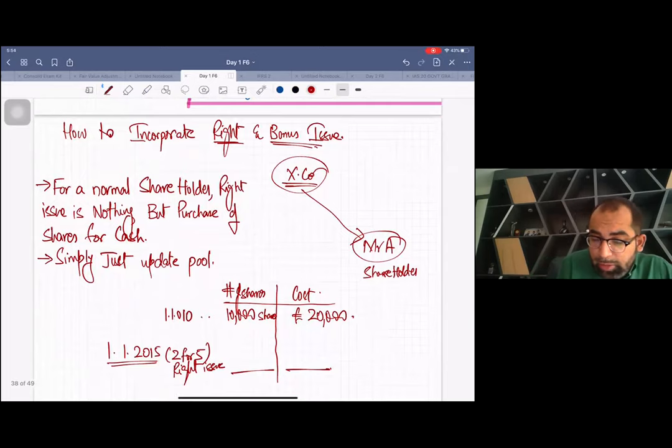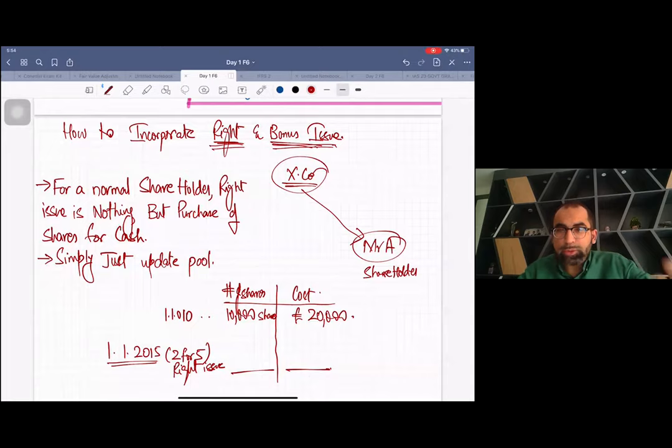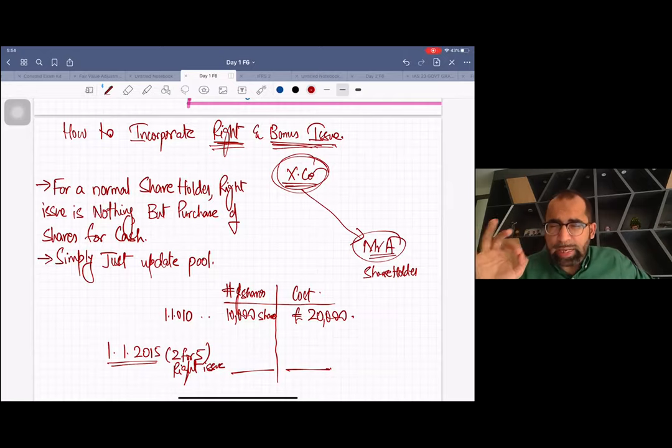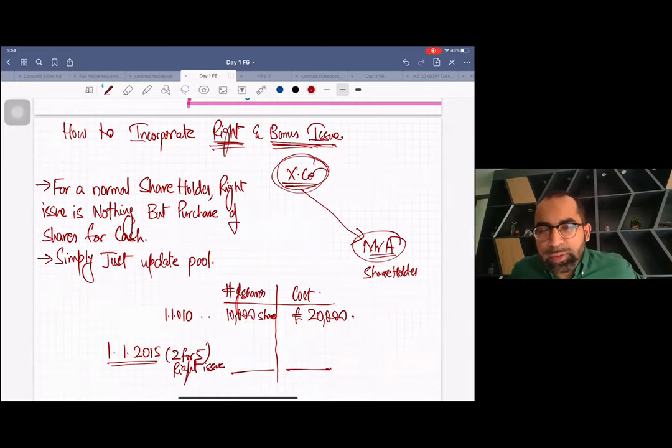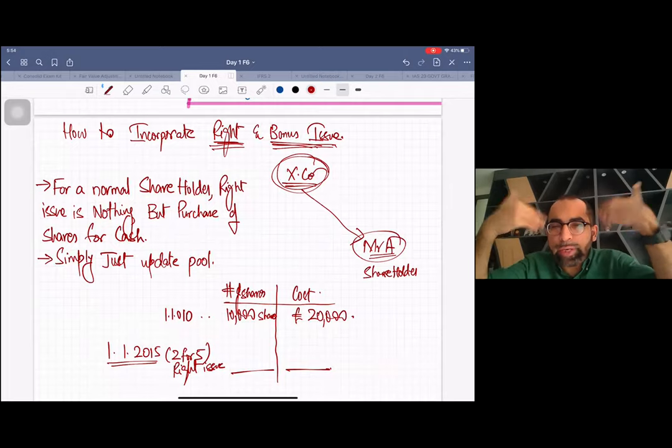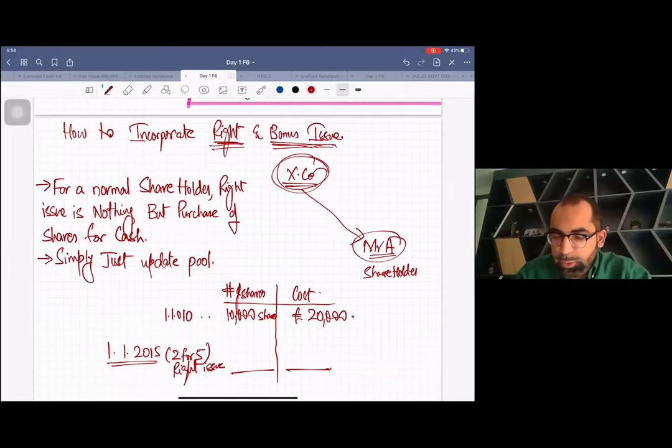Now, how to incorporate right issue and bonus issue. Listen very carefully. This is X company, and my name is Mr. A, and I am the shareholder of this company. Let us say I bought some shares of this X company a few years ago. That means Mr. A is the existing shareholder of X company. So whenever X company offers a right issue, this right issue will be offered to Mr. A.